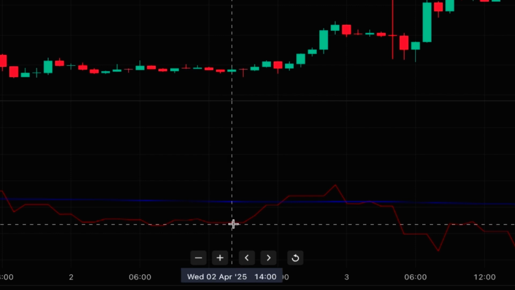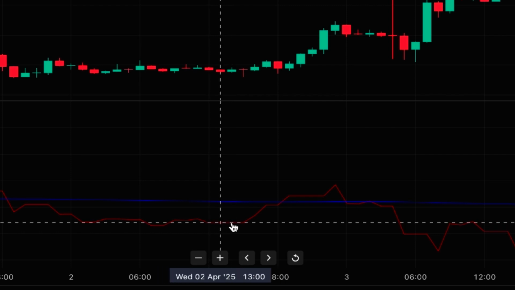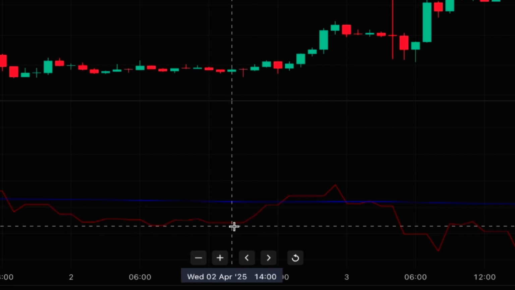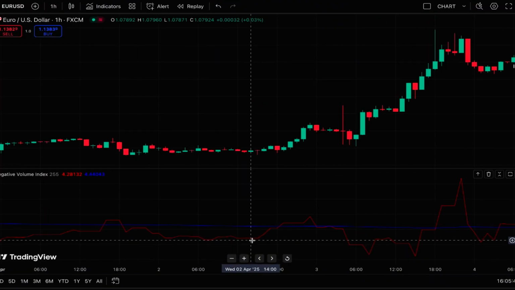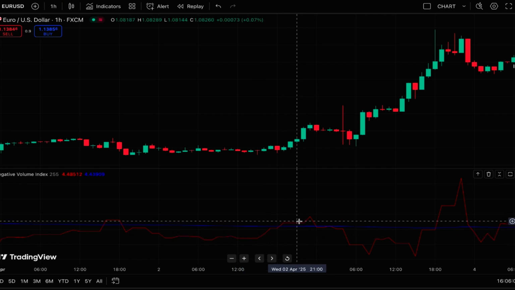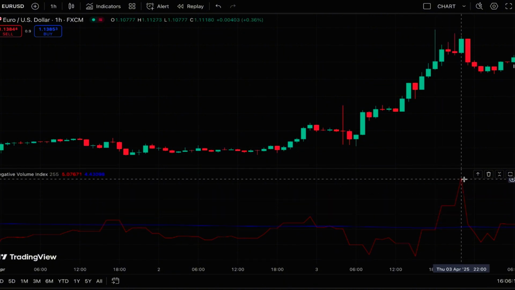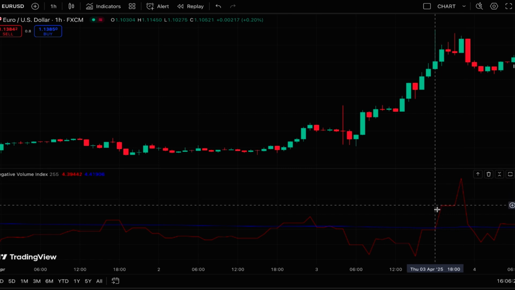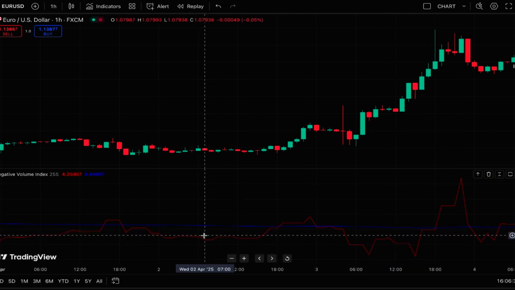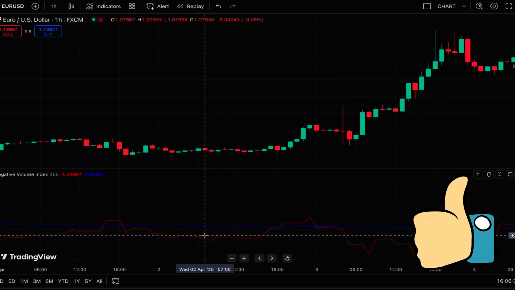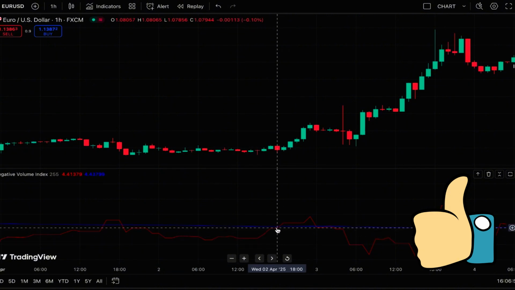The red line is the NVI line, Negative Volume Index line, and the blue line is a 255 period exponential moving average of the NVI line. Based on the research of Norman Fosback, who created this indicator, there is a 96% chance of a bull market when the NVI line is above its moving average line, but on the other hand, there is only a 53% chance of a bear market when the NVI line is below its moving average line. So when using this indicator, it's better to focus on bullish crossovers, which is when NVI crosses above its 255 EMA.